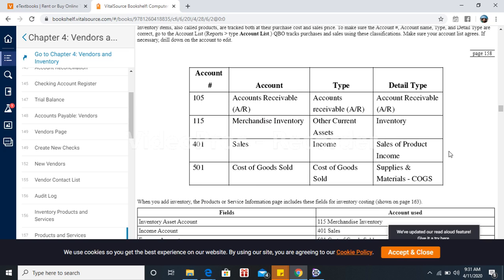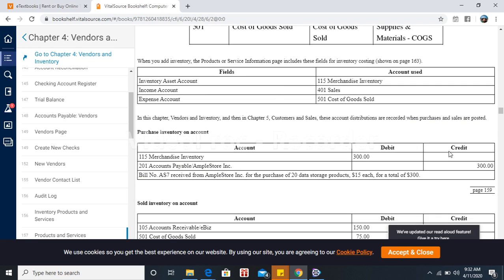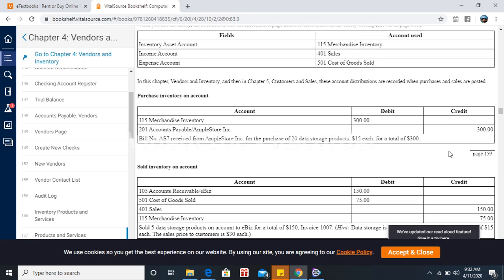Hey, so I want to talk to you guys briefly about the relationship between merchandise inventory and accounts payable. So I'm going to jump down to page 158. And if we've talked before or if you watched the other videos, it is very important that you go through this book step by step with your QuickBooks website.